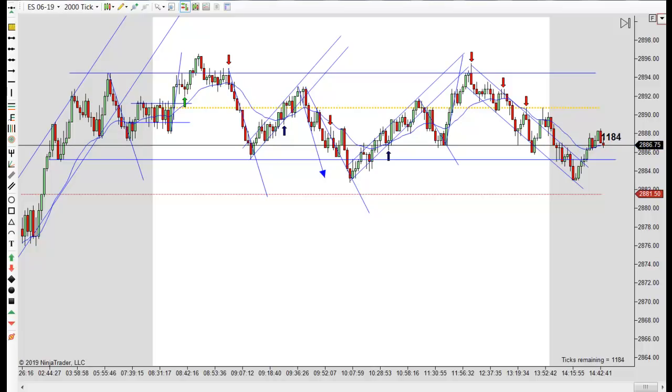This will be our chart lesson for today, and this is going to wrap it up for the week. No chart lessons on Friday.